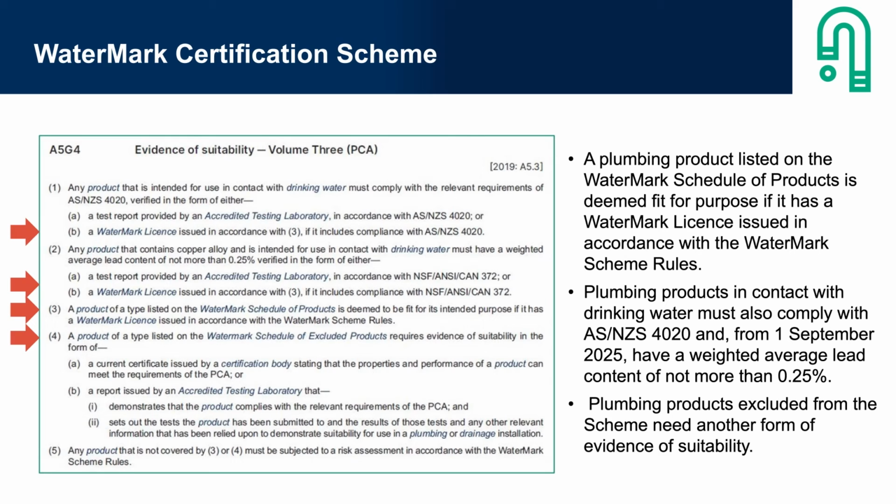A transition period to comply with this requirement commences on 1st of September 2022, and compliance becomes mandatory from 1st September 2025. During the transition period, existing copper alloy products in the marketplace that are not compliant can still be installed. Products that are excluded from the scheme will not be WaterMark certified, will not be listed on the WaterMark product database, and will require another form of evidence of suitability.